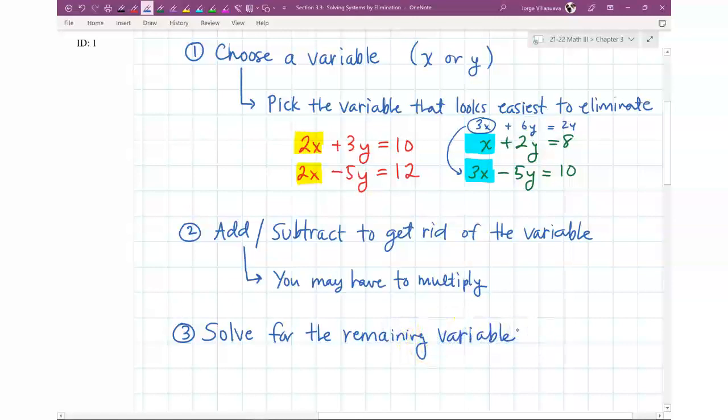So if you got rid of the x, that means there should be a y left over, or if you got rid of the y, there should be an x left over. So solve for the remaining variable. And then the last step, plug back in to solve for the other variable.